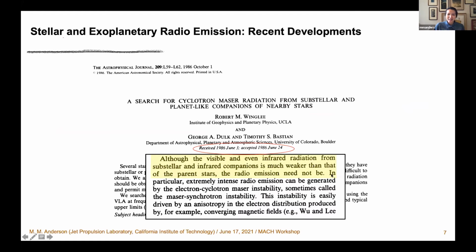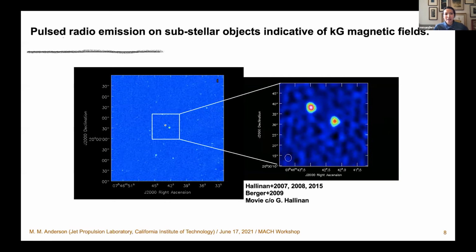And I highlight from their abstract that they state, although the visible and even infrared radiation from substellar and infrared companions is much weaker than that of the parent stars, the radio emission need not be. And indeed, that is the case in our own solar system, where Jovian radio bursts can be brighter than the sun at radio frequencies. So what are some more recent results in this field?